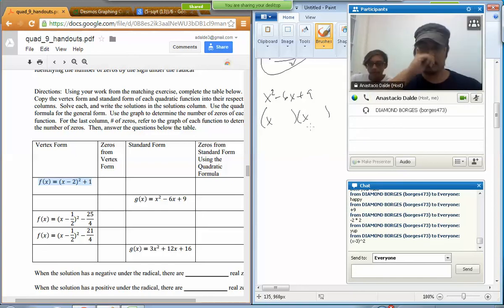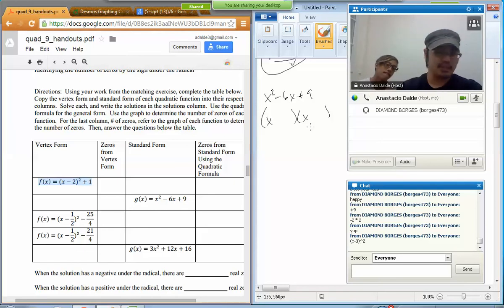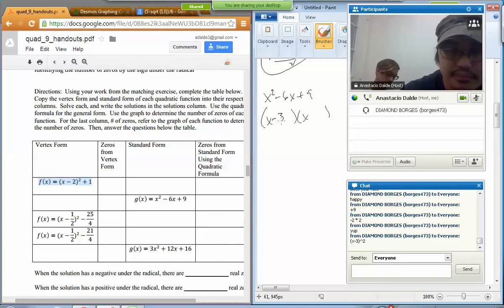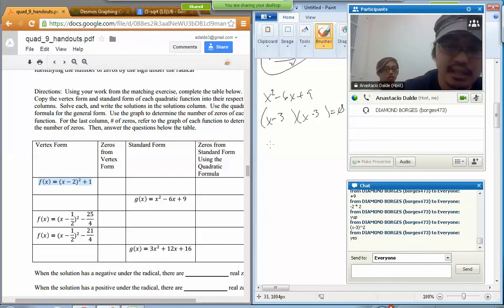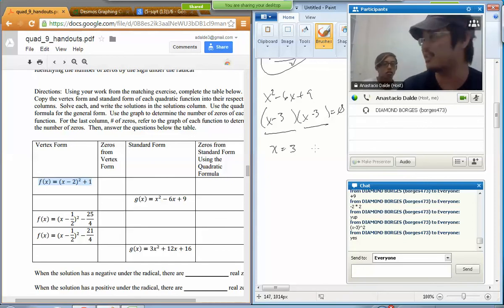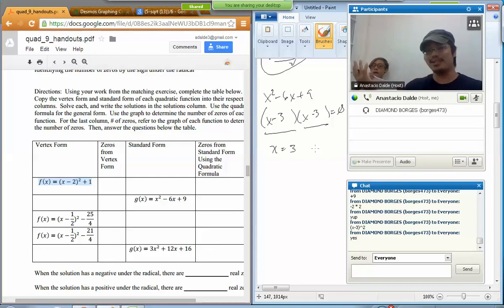X minus 3 and x minus 3. You guys agree? I agree. That equals 0. So all it's telling us is that x equals 3. This one tells us that x equals 3. This one also tells us that x equals 3. So therefore, my conclusion is x must equal 3.